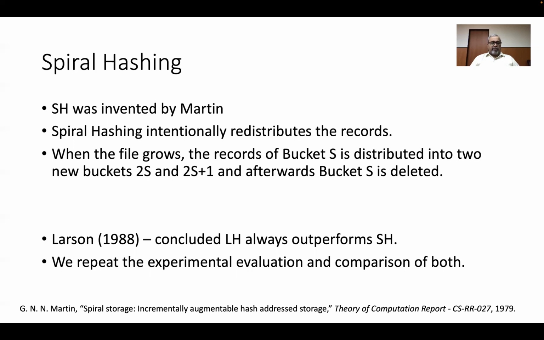Spiral hashing was invented by Martin. Spiral hashing intentionally redistributes the records. When the file grows, the records of bucket S are distributed into two new buckets, for instance, 2S and 2S plus 1. And later on, bucket S is deleted.